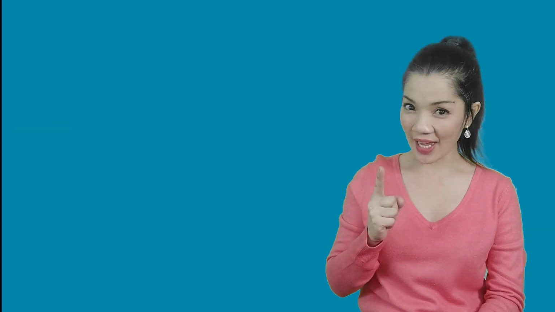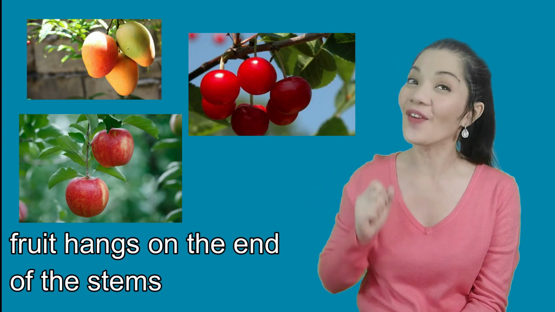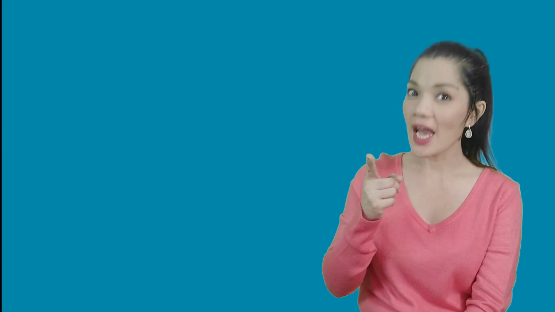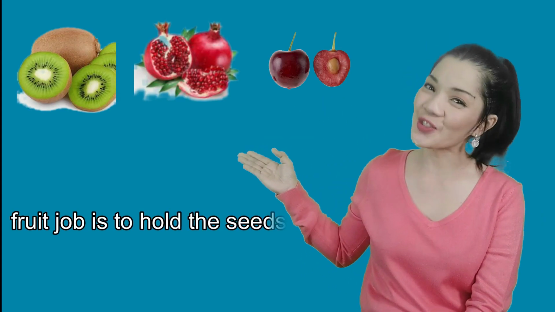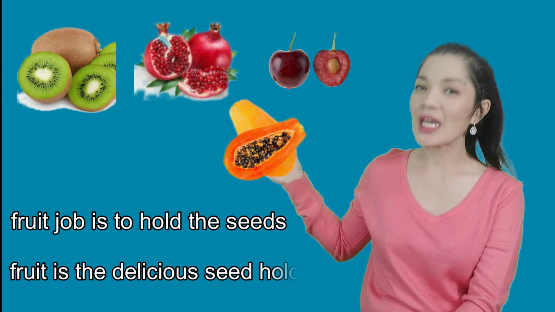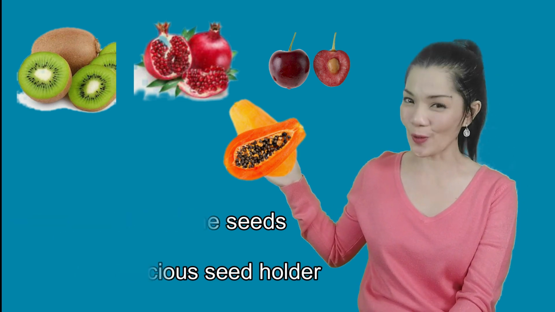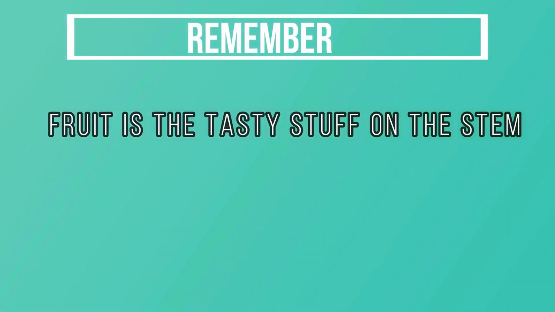The next part of the plant we're gonna learn about is the fruit. Okay, now, where on the plant is the fruit? Fruit hangs on the end of the stems. Now, you might be wondering, what's the fruit's job? What does the fruit do? Well, the fruit's job is to hold the seeds. The fruit is the delicious seed holder. Remember, fruit is the tasty stuff on the stem.